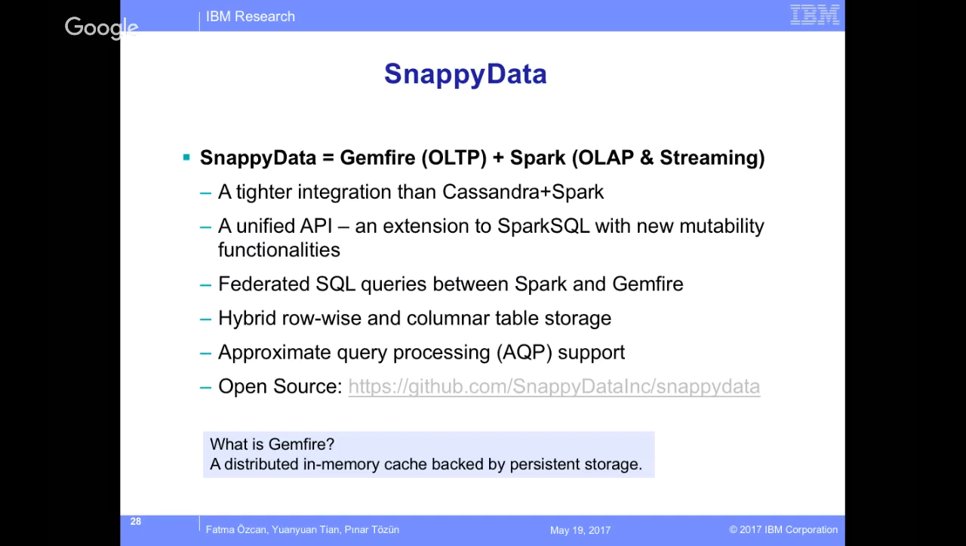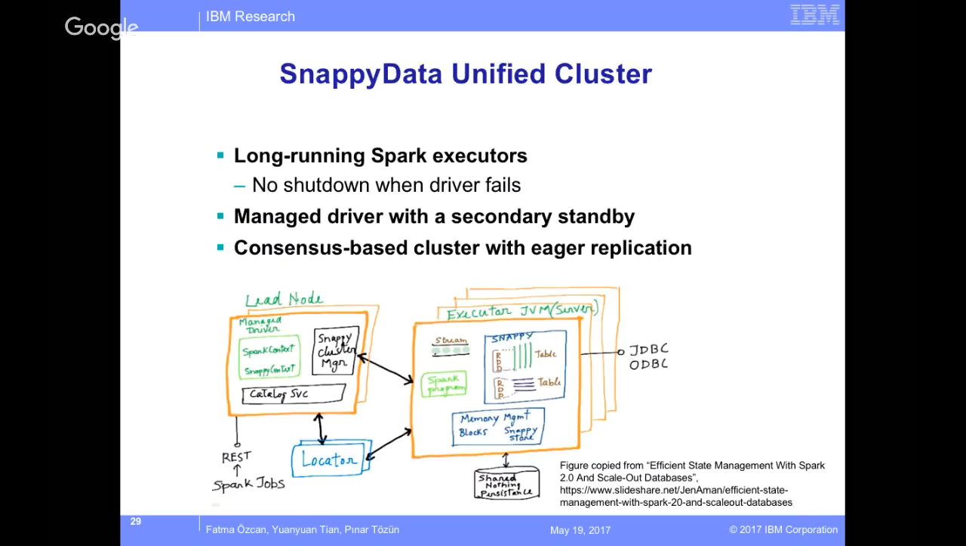And they are using hybrid row-wise and column table storage. But for a single table, you only have one format. It's either a row table or a column table. Their biggest thing is basically approximate query processing. But in this tutorial, since we're focusing on the HTAP aspect, we're not going to go into the details of this approximate query processing. So this is the unified cluster picture.